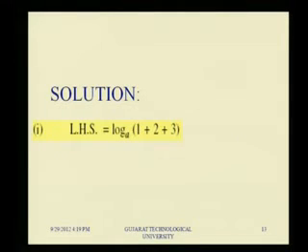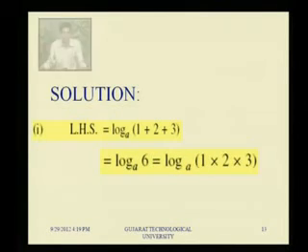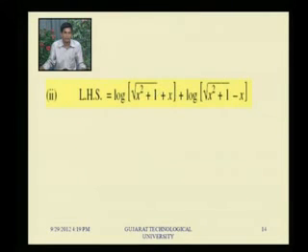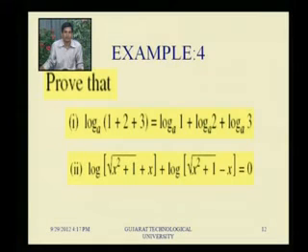LHS is log base a of 1 plus 2 plus 3. So that is log 6, and 6 can be written as 1 into 2 into 3. So using the important property of logarithm, one can write log base a of 1 plus log base a of 2 plus log base a of 3. That is our answer. Next example, we want to show that log of root x square plus 1 plus x plus log of root x square plus 1 minus x has the value 0. Let us discuss the example on the table.